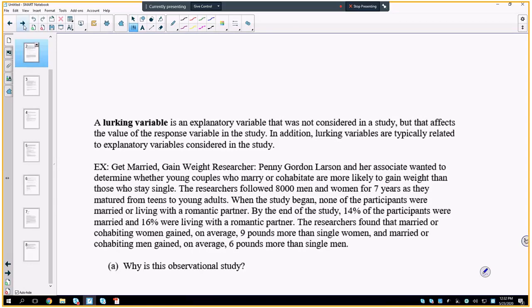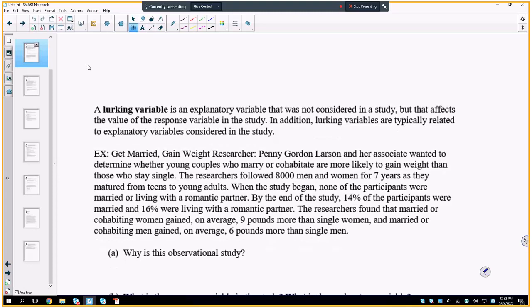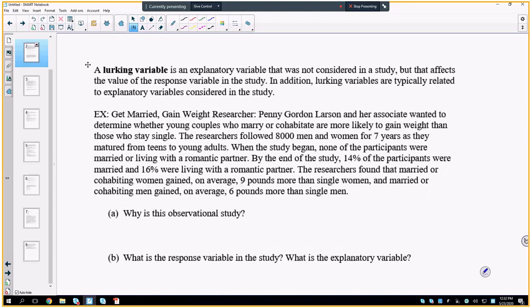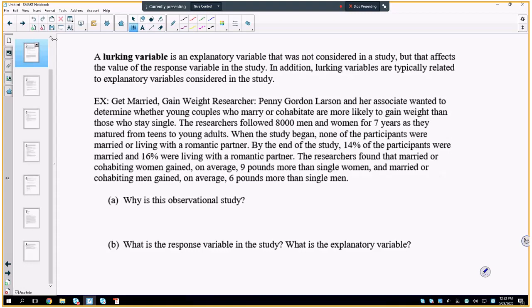So this brings us to the idea of a lurking variable. A lurking variable is an explanatory variable that was not considered in the study, but that affects the value of the response variable, which would lead to confounding. In addition, lurking variables are typically related to explanatory variables considered in the study. Okay, let's look at an example.